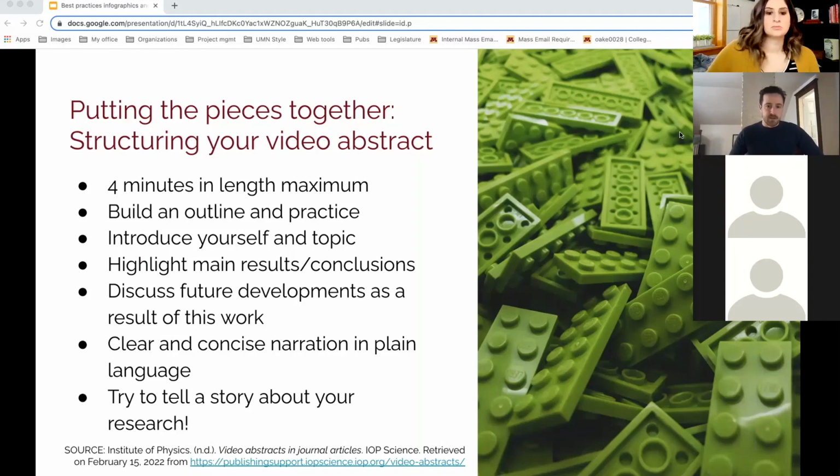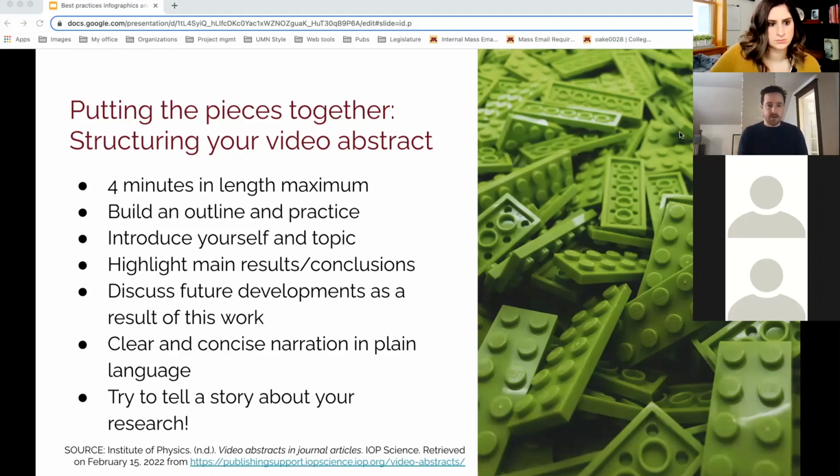Introduce yourself and your topic essentially to start telling the story. You'll want to highlight your main results and conclusions. Certain things, like the nuances of the methodology, you may not need to include. There's going to be a lot of stuff that you can't include that's really important to your study, but you specifically want to highlight the main results and conclusions, the big findings.